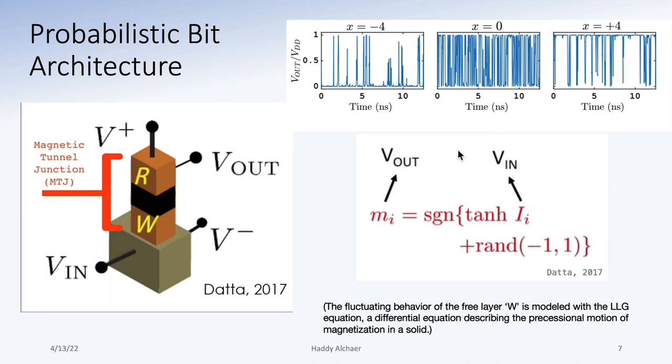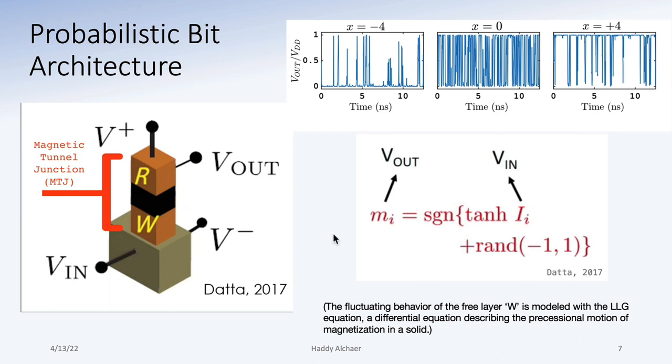Now, what you see here is a simple diagram of a single p-bit, and the main element of this p-bit is called a magnetic tunnel junction, or MTJ for short. And an MTJ consists of an insulator sandwiched by two magnetic layers. You have your fixed magnetic layer R, which always points in a fixed direction, and a free magnetic layer W, which could either be pointing in parallel with the fixed layer or anti-parallel. And this free layer is where we'll use the unstable magnet.